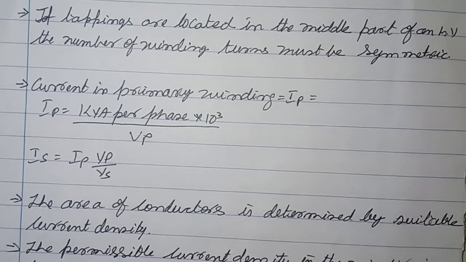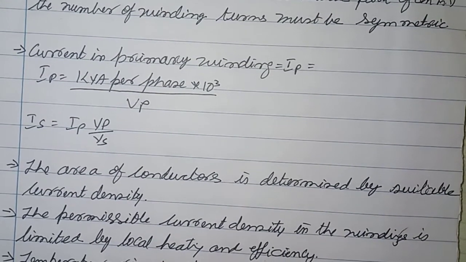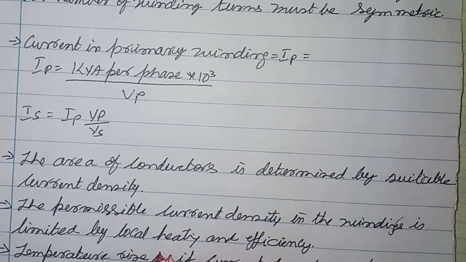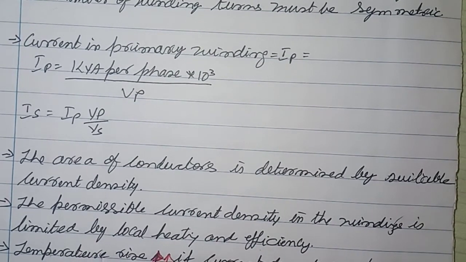So why is it so? What is the significance of current density? Once we know the current density, we will be able to design. The current density should be what is allowed, that is, what are the factors on which the current density depends, or you can say the factors affecting the current density: the local heating.